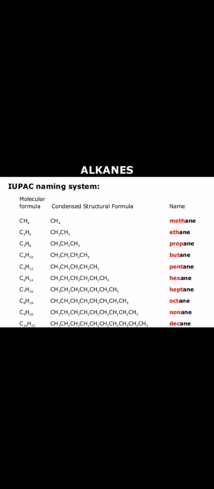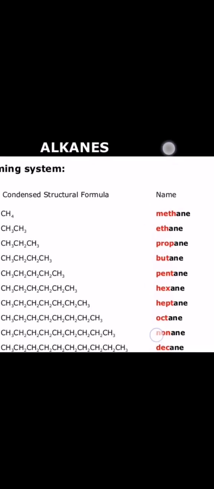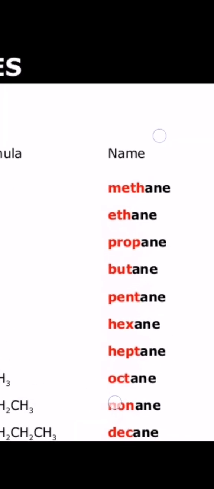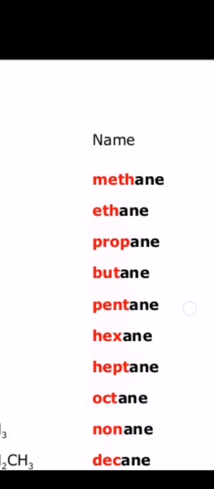Also for alkynes, the counting is still the same. 1 carbon atom, it's meth. 2 carbon atoms, it's eth. 3 carbon atoms, it's prop. 4 carbon atoms, it's but. 5 carbon atoms, it's pent. And 6 carbon atoms, it's hex. 7 hept, 8 oct, etc.